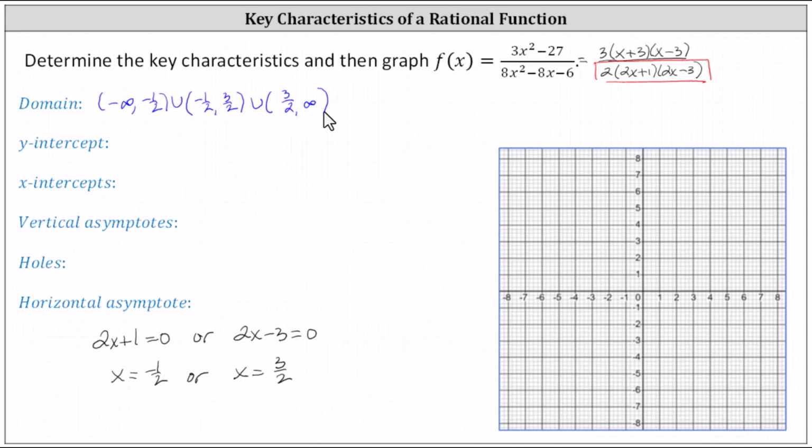And now let's talk about the holes and vertical asymptotes. We don't have any holes because there are no common factors between the numerator and denominator. The holes are the zeros of the denominator that are also zeros of the numerator. So we'll say no holes or none. The vertical asymptotes are the zeros of the denominator that are not zeros of the numerator. We already know x equals negative 1/2 and x equals 3/2 are the zeros of the denominator that are not zeros of the numerator, and therefore these two equations are the vertical asymptotes. And we do want to give them as equations because they are vertical lines.